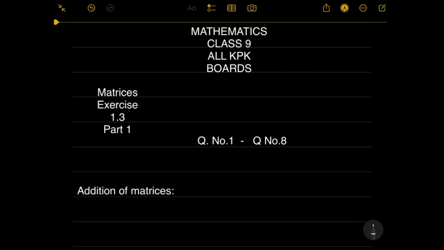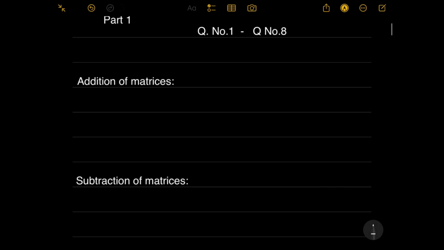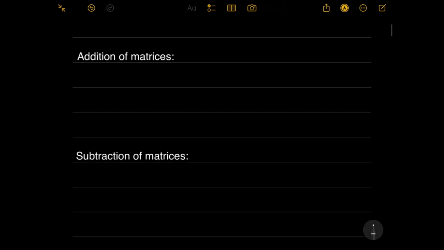Before starting the exercise, we should learn some concepts. The first basic concept about matrices is addition of matrices. Addition simply means adding one matrix to another matrix. There is a rule for adding matrices. Two matrices are able to be added when their orders are the same.